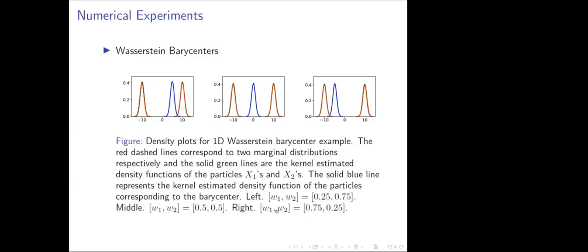And if we make W1 smaller, then the converged distribution should be closer to the right distribution, centered at 5. And if we change the order and make W1 larger, then this converged marginal should be closer to the marginal on the left-hand side. So this numerically verifies our Wasserstein barycenter formula.